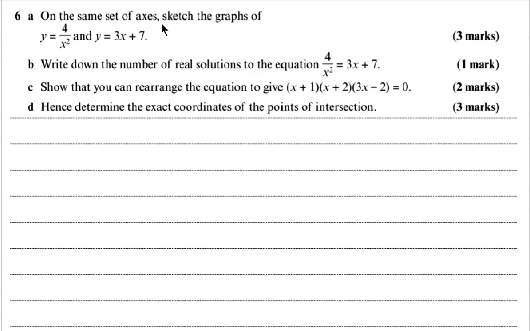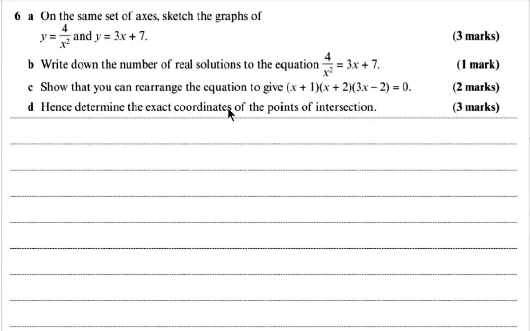6a, on the same set of axes, sketch the graphs of y equals 4 over x squared and y equals 3x plus 7. My advice to you in such questions: try to read the question to the last sentence. B, write down the number of real solutions to the equation. In this case, he equates both y's together, right? Which means the question is asking, what is the number of points of intersection? C, show that you can rearrange the equation to give (x plus 1)(x plus 2)(x minus 2)... Do you know? This means that we will have 3 real solutions.